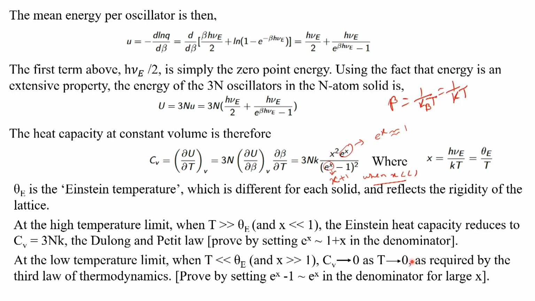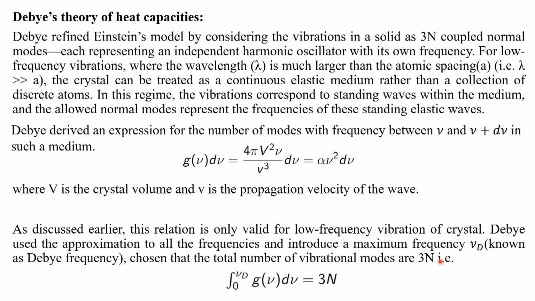So at low temperature, when T is much lower than theta E, Cv goes to 0 as T goes to 0, as required by the third law of thermodynamics. This is proved by setting e to the x minus 1 as e to the x in the denominator for large x. Next we discuss Debye's theory of heat capacities.